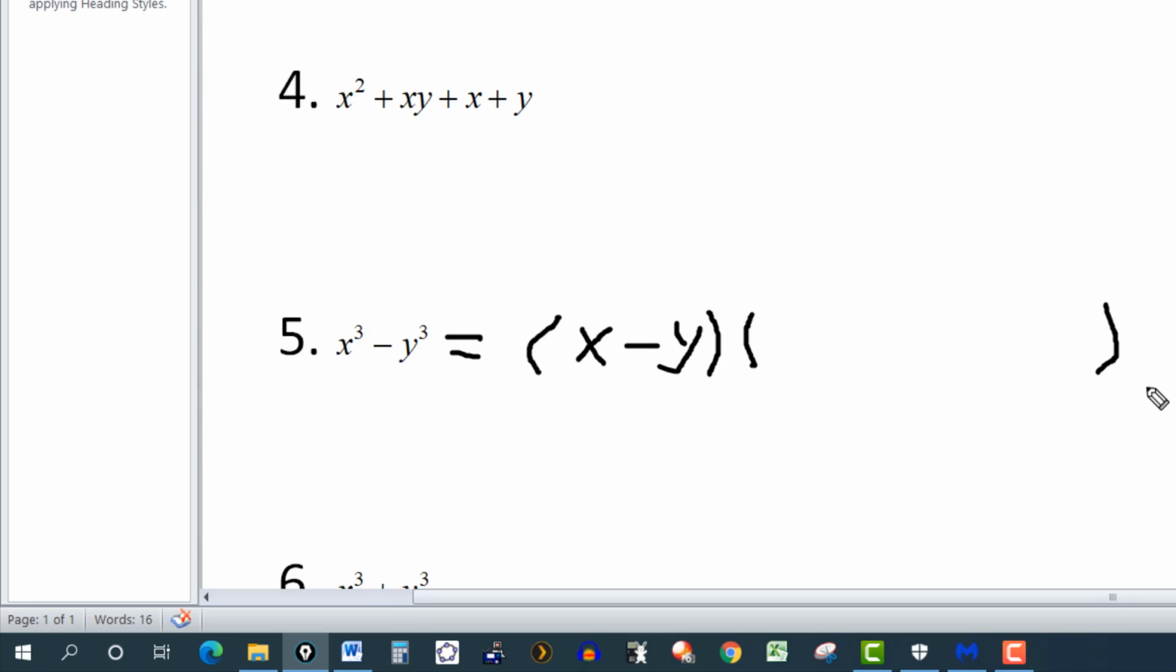And then the second factor will always be the square of whatever you have here, the first term, so that would be an x squared. And then the sign will always be opposite of whatever you have here. You have a minus there, so that'll be a plus. And then the product of these two, x and y, so that gets multiplied, xy. Plus the second term squared. That's the y, so you square it.